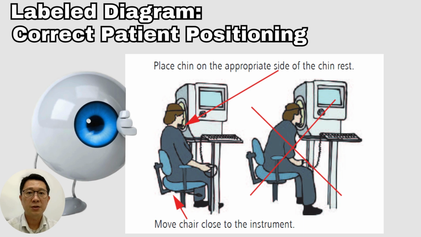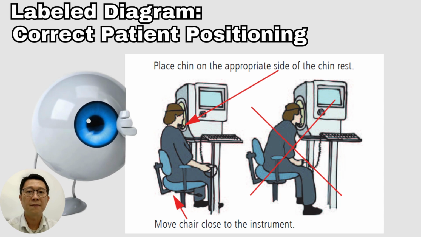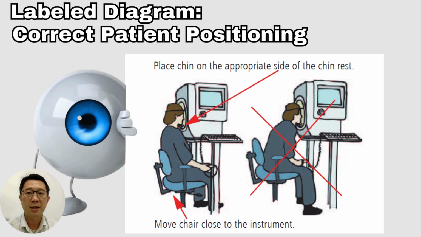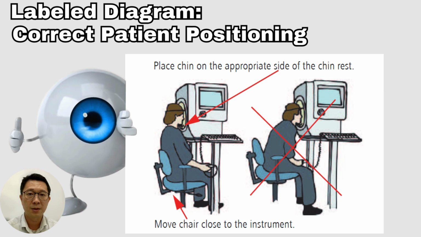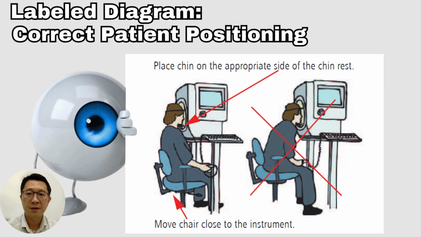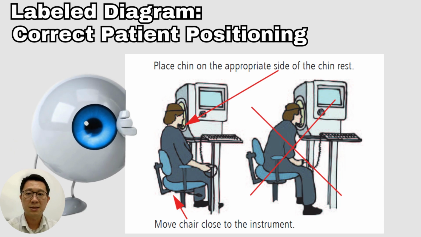It's important to make sure the patient's head is positioned correctly. The chin should be placed firmly on the chin rest, and the forehead should rest against the forehead support. This helps keep the head steady and prevents movement that could affect the results. If needed, adjust the patient's chair by moving it closer to the instrument, so they can sit comfortably without leaning forward or stretching. A stable and comfortable position allows the patient to focus better on the test target, improving accuracy and reliability.